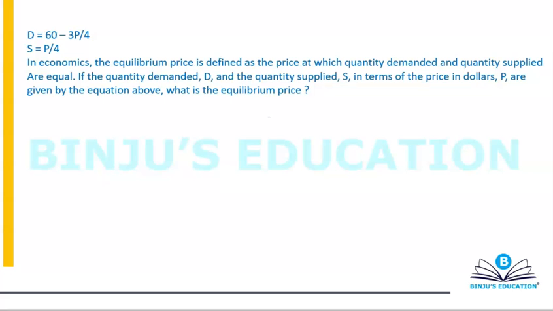All right, let's start with this one. Let's understand how you can solve this question. So D is 60 minus 3p by 4 and S is equal to p by 4.